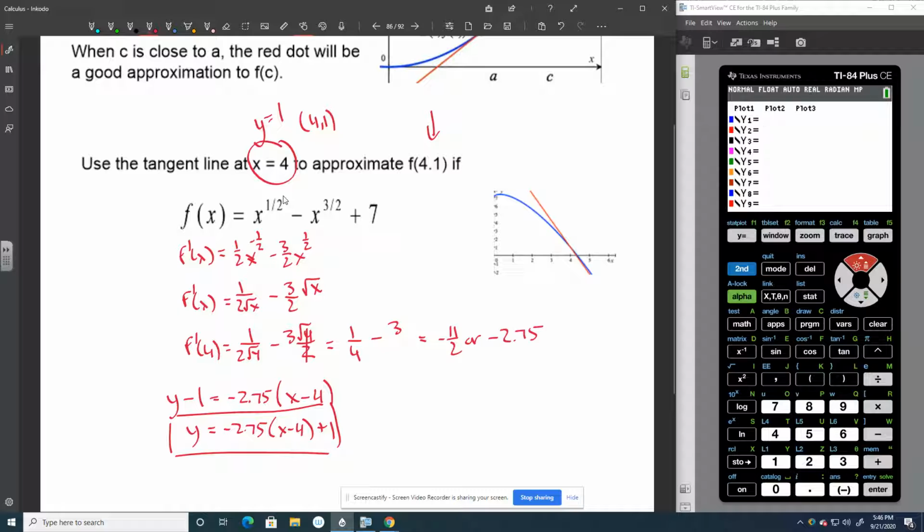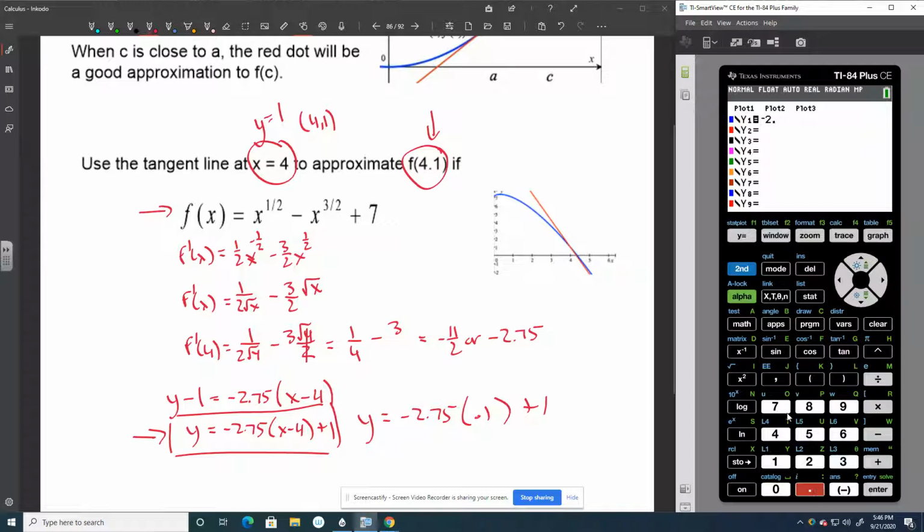My tangent line is what I'm going to use to approximate this 4.1. So instead of plugging 4.1 into my function, because it's really close to 4, I'm going to plug 4.1 into my tangent line. Because when I do that, I get y equals negative 2.75 times 4.1 minus 4, which is just 0.1. And then I'm going to add 1. So let's go ahead and put that in.